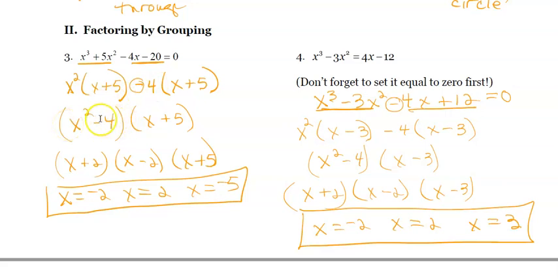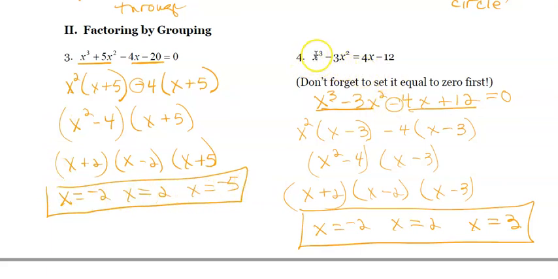Okay? This is not completely factored because it's not a linear term yet. Break up this difference of perfect squares into x plus 2, x minus 2. This is a cubic. Set your factors equal to 0, and you get the 3 roots.